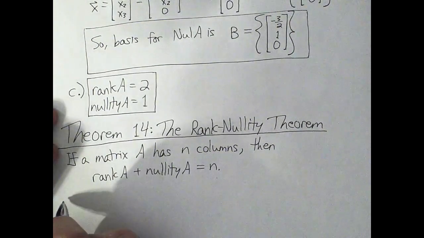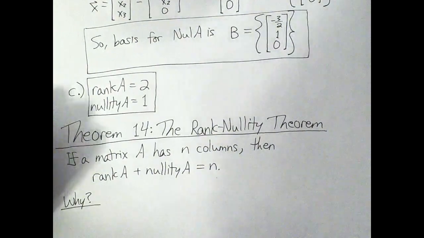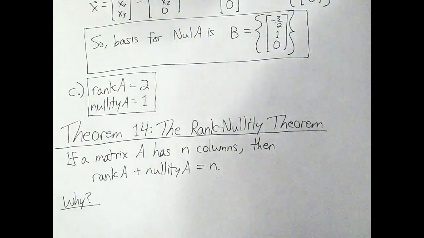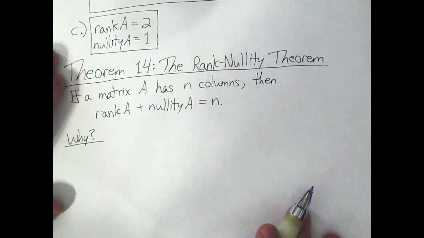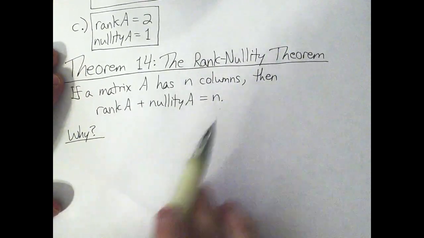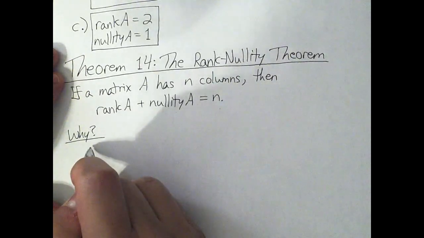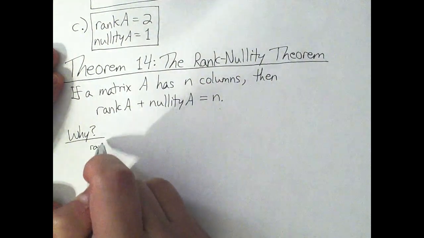So why is this true? We saw this happen in the one example that we did, and it seems like it has to do with the number of pivot columns. So I'm not going to give you a rigorous proof right now. I think the one example that we did helped make this seem convincing, but I'm just going to give you a rough sketch of the proof.